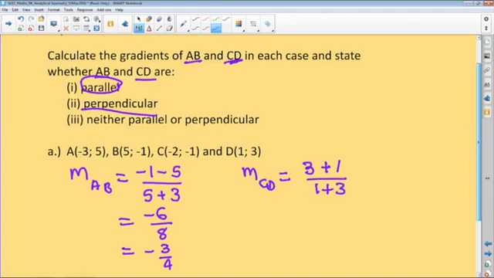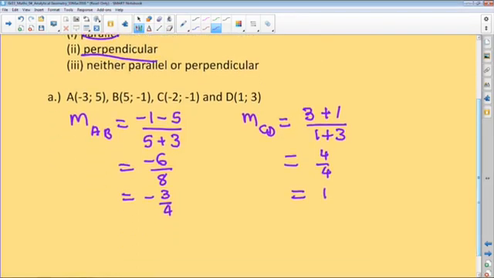Now remember, for these two to be parallel, they should have the same gradient. And if the product of their gradients is equal to minus 1, then we'll conclude by saying they are perpendicular. So you get 4 over 4, and that is 1. Goodness, they are not the same. And number 2, if you multiply the two gradients, you don't get a minus 1. So for this particular problem, they are neither. Okay?